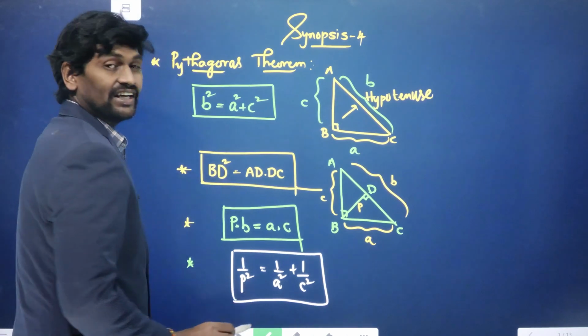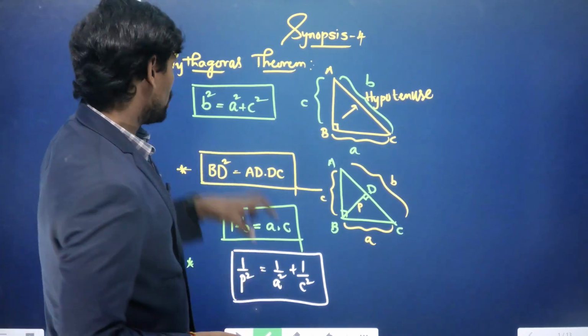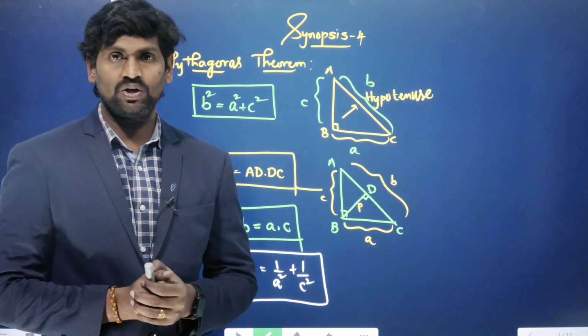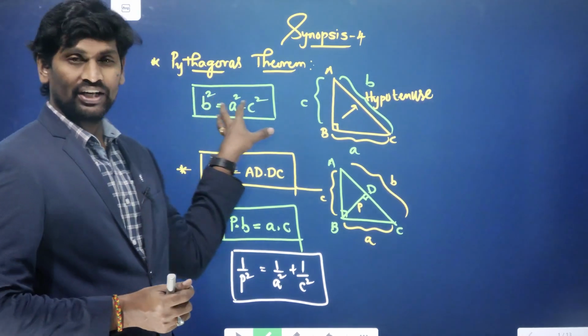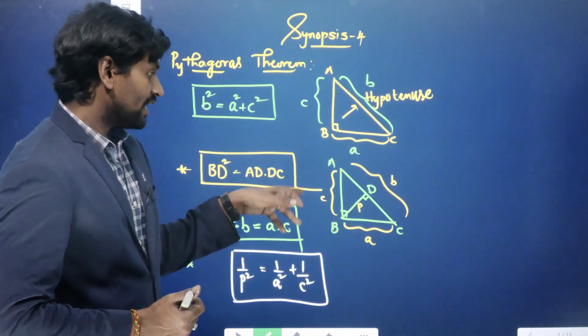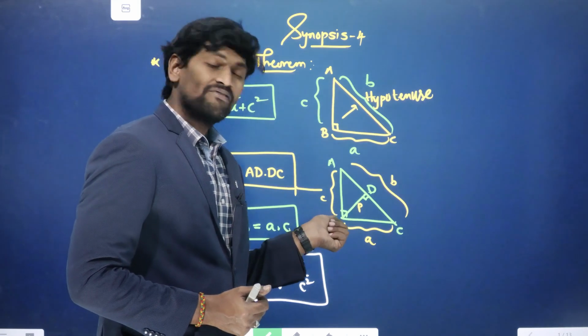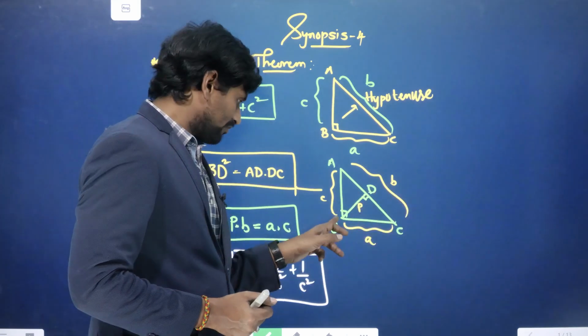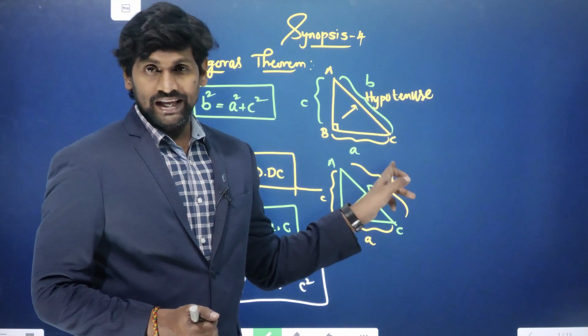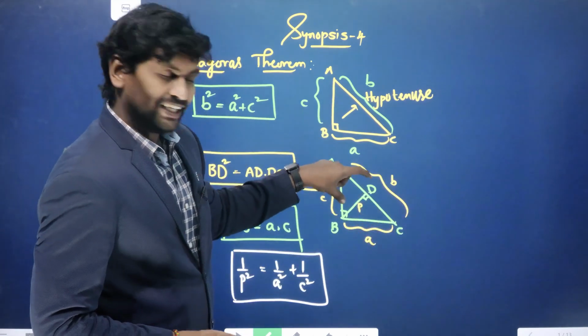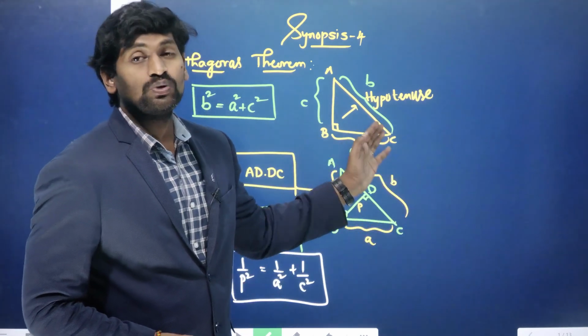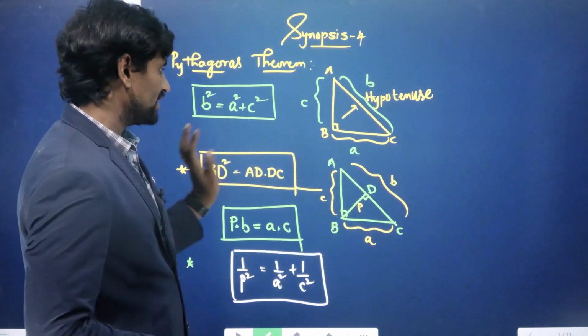So from a single right angle triangle we should remember all these properties. The first one we know already by using the Pythagoras theorem, and the second one: when you draw one more altitude from the vertex B to side AC, that altitude length BD squared equals AD into DC. That is the first statement.